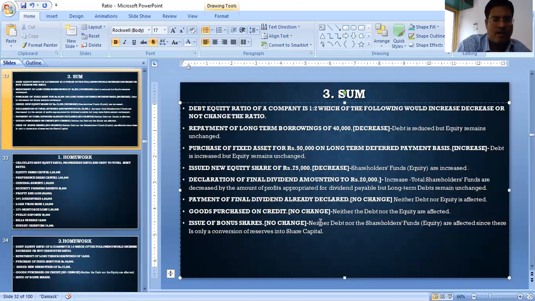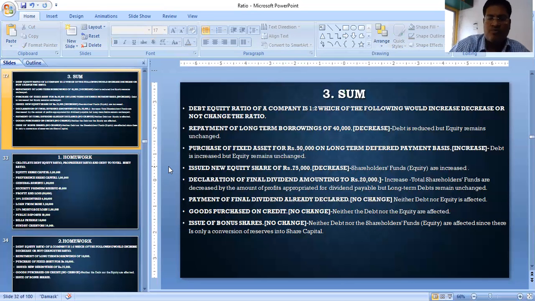Because issue of bonus shares, my shareholders fund has not changed. From reserves it has become into shares. Reserves is also shareholders fund, share capital is also shareholders fund, and debt has also not changed, so there will be no change. Hope you all have understood.